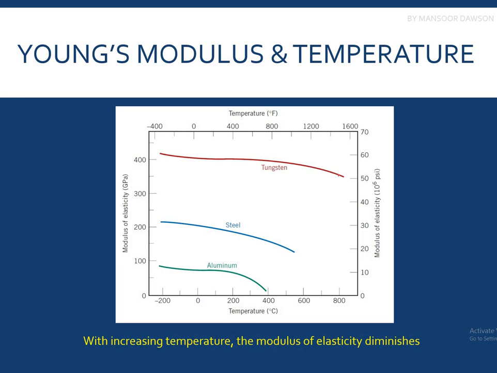So here is a comparison of Young's modulus with temperature. You can see that when we increase the temperature, the modulus of elasticity is reduced. Why? Because the kinetic energy is increased, and the material does not resist the deformation anymore. So the modulus of elasticity is compromised while increasing the temperature.